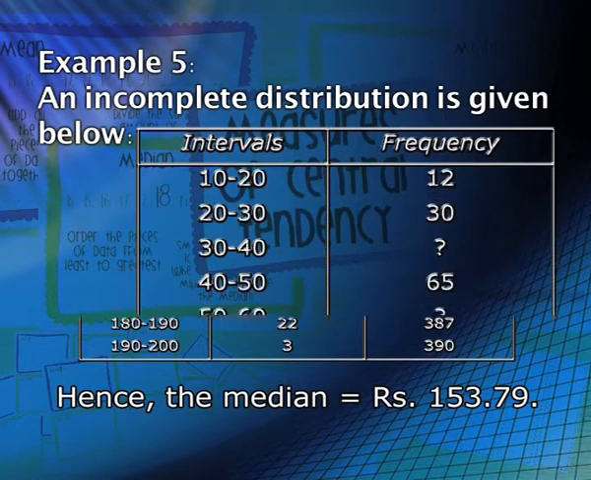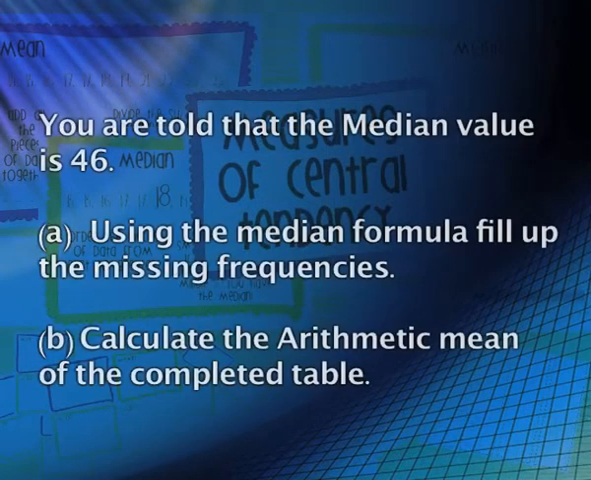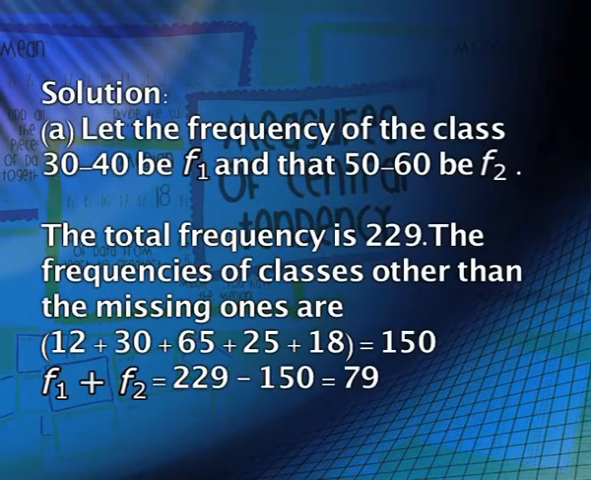Now we'll see the next example, that is example number 5. An incomplete distribution is given below. So this is a table which contains incomplete information. It's a table of interval and frequency. You are told that the median value is 46. Now we have the first part of the question that says using the median formula fill up the missing frequencies, and the second part of the question says calculate the arithmetic mean of the completed table. So we'll see the solution.